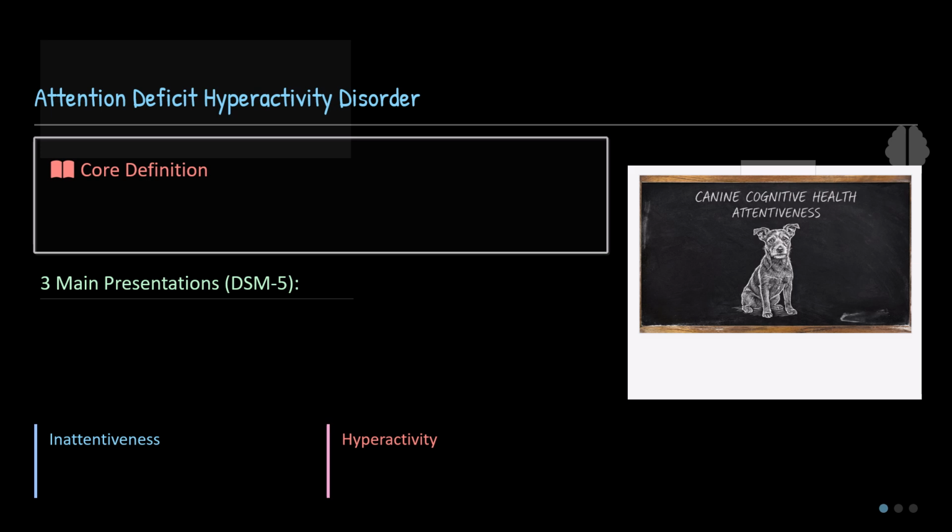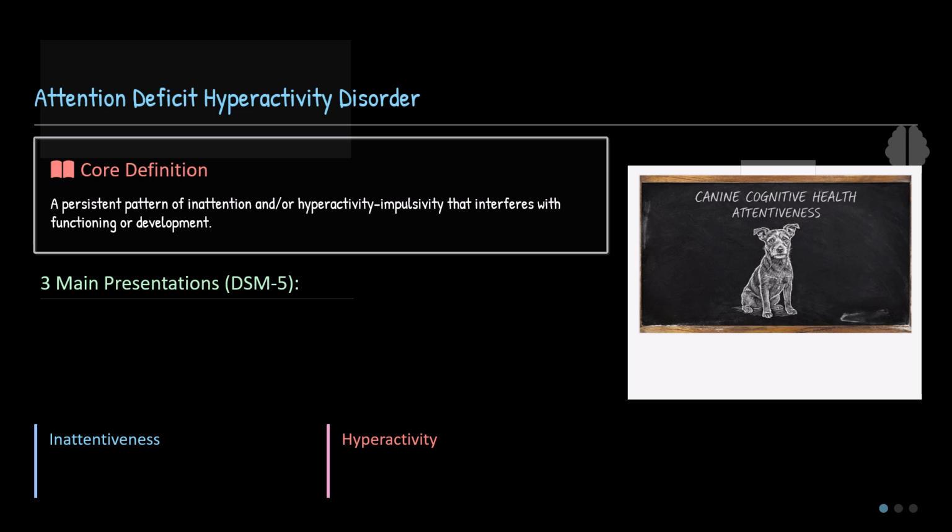So what is ADHD? ADHD is a persistent pattern of inattention or hyperactivity impulsivity that interferes with functioning or development. The three main presentations per the DSM-5 are predominantly inattentive type, predominantly hyperactive or impulsive type, and the combined type, which has both inattentiveness and hyperactivity.